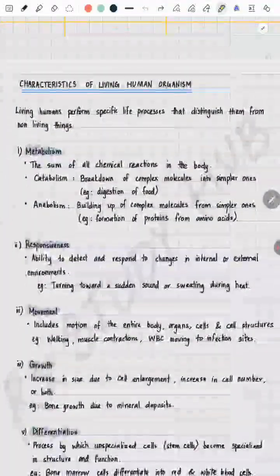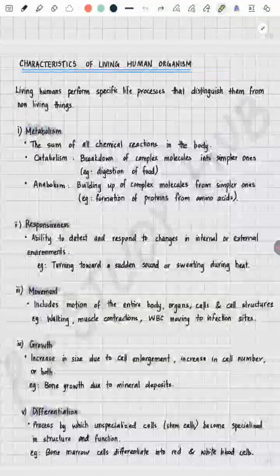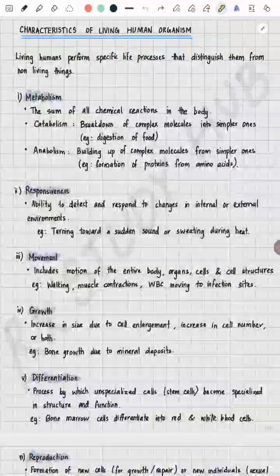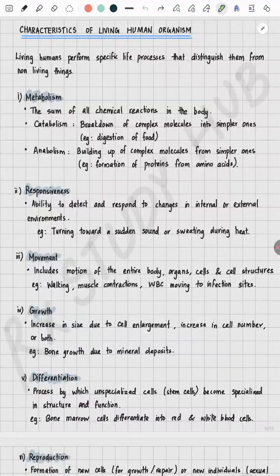Now let's talk about what makes something alive. Living human beings perform several essential life processes. We have metabolism, which includes all chemical reactions in the body. We have responsiveness, which is the ability to detect and respond to changes. Movement is another key process, whether it is walking, the beating of the heart, or movement inside the cells.